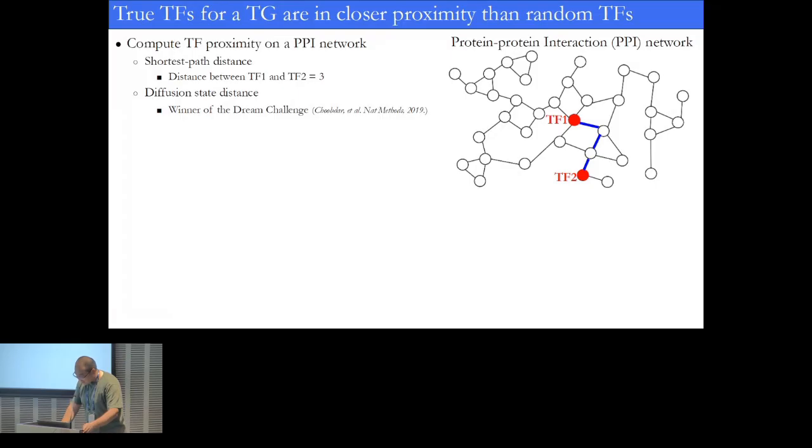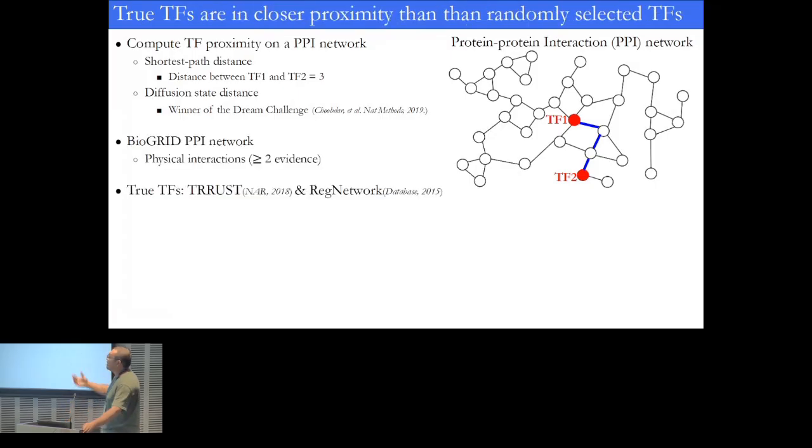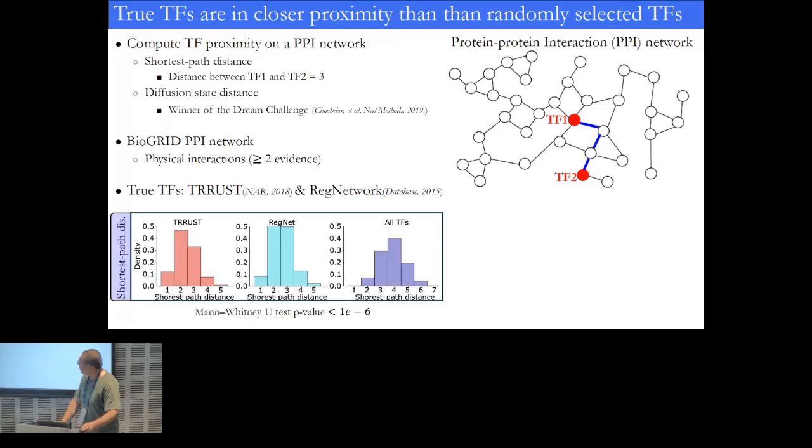Then we use the data: we get the PPI network from BioGRID, gathering all the interactions for human and all the physical interactions. Then we have our PPI network, and for the true transcription factors, we get them from a well-known database. Then we do the following experiments. First we use shortest path as the metric to measure the TF proximity.